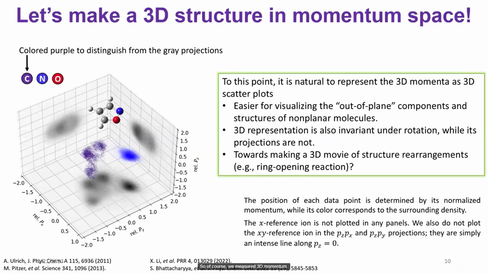Yeah, so of course we made a 3D momentum, so we just put it in a 3D scatter plot. It's just easier to visualize the out-of-plane component and look at non-planar molecules later on. So we are not there yet, but our ultimate goal is, at some point in the near future, to start with the ring molecules and then distort the molecules into some non-planar configuration and try to make the molecular movie in 3D. Not there yet, but we are pretty close, I could say.